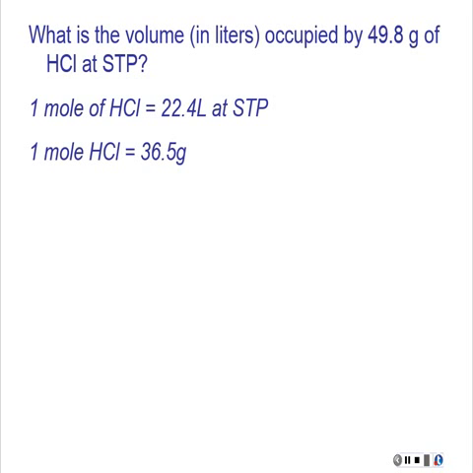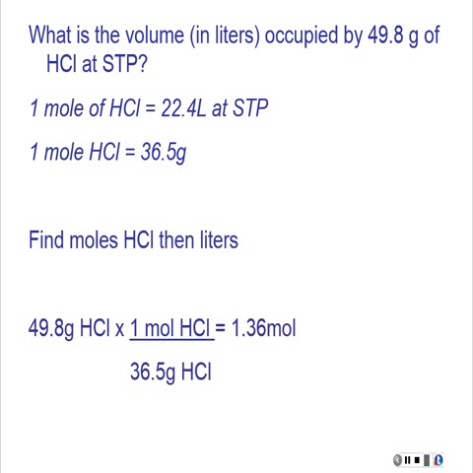Now you notice we have more than 36.5 grams, so that tells us that the volume is going to be more than 22.4 liters. So what we're going to do is find moles of HCl first, and then we're going to find liters. So to find moles of HCl, we take the mass that was given and divide it by the molar mass. So we get 1.36 moles of HCl. And then we just have to multiply that by molar volume, 22.4 liters per mole, and we get 30.6 liters. It's pretty simple.